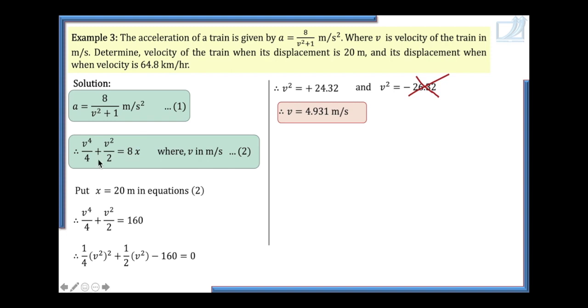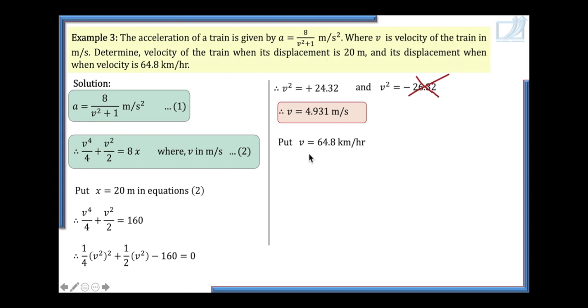So just put velocity 0, because when a particle changes its direction of motion, v becomes 0 momentarily. And that is why, by putting v equal to 0 in the equations of motion, you realize whether the train has changed its direction of motion. Here the train doesn't change its direction of motion, so you should use only the positive answer.